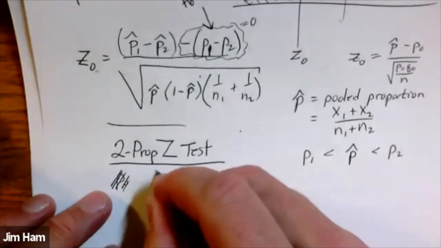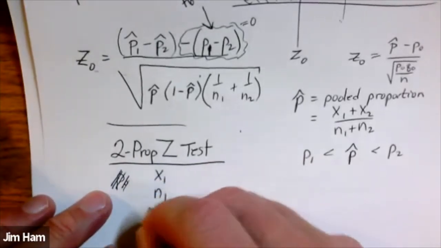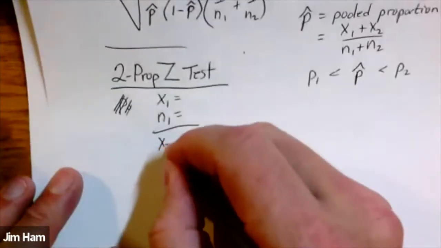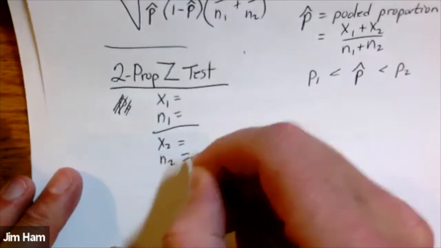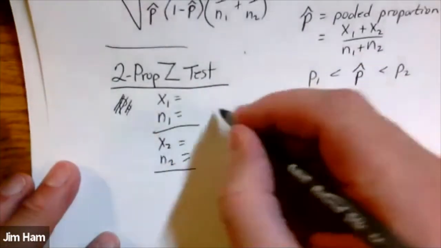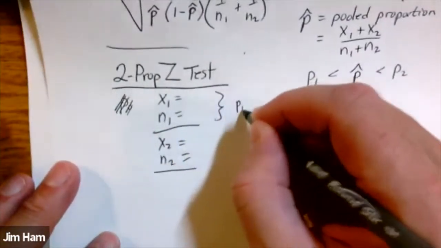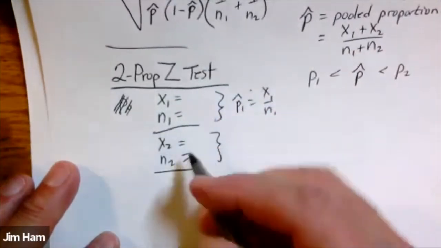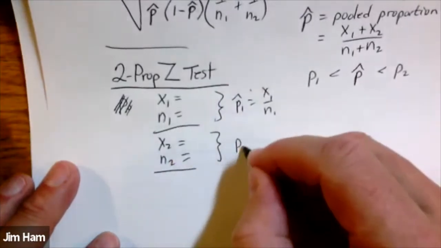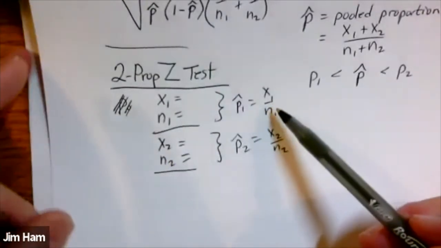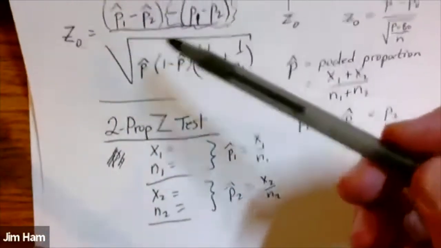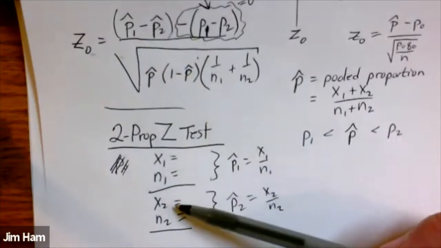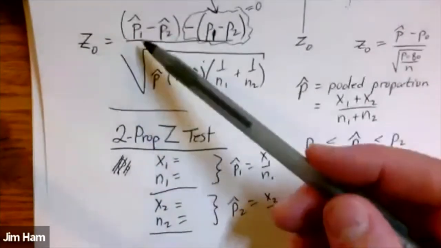So what we do need is X1, N1. That's from our first sample. And then X2, N2. That's from our second sample. And then the calculator could calculate P1 hat, which is just X1 over N1. And the calculator can also use these next two numbers to calculate P2 hat. And it needs these in order to calculate the test statistic up here. So if you give it X1 and N1, X2 and N2, then it has what it needs to calculate all this.